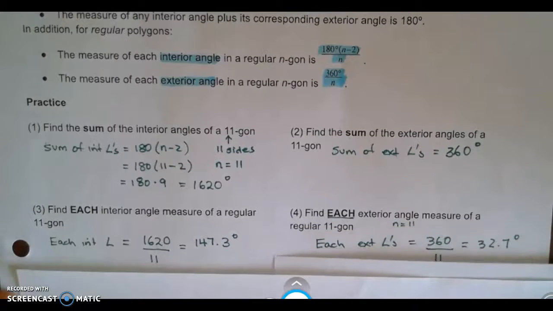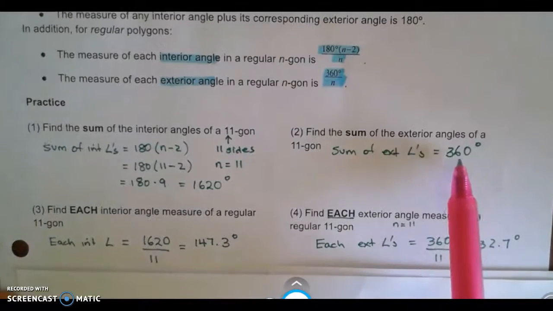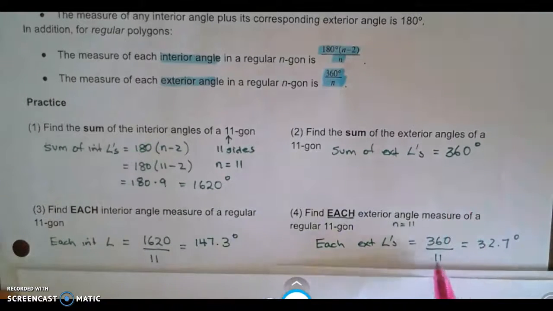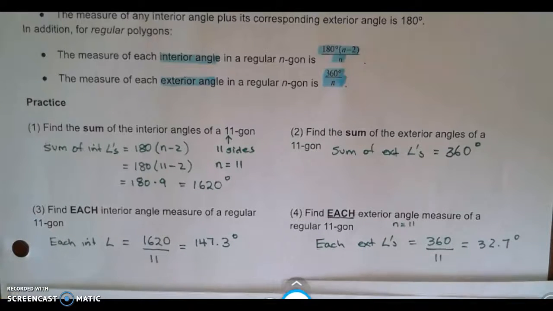Number 4, find each of the exterior angles. There are 11 exterior angles making up the 360 degrees. So 360 divided by 11 is 32.7 degrees.